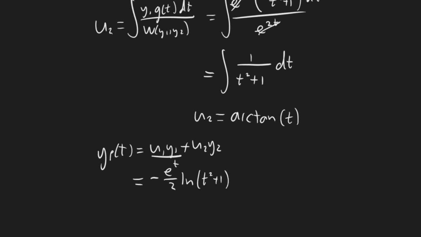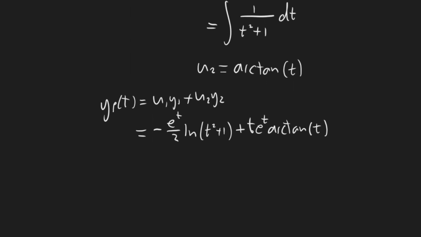That's going to be this piece taken care of. Now we need to add a u2 times y2. So what's y2? Well, earlier in the problem we said y2 was t e to the t, and we just said that u2 was the arctangent of t. Okay, so we have our particular solution, and if you remember, the first step of this problem was getting the homogeneous solution. And the final answer is going to be the summation of these two pieces of the problem.